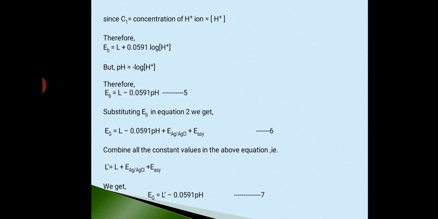Now I'll substitute this EG in equation 1. Therefore, equation 1 becomes E cell is equal to EG minus ESCE. So E cell is equal to L dash minus 0.0591 pH minus ESCE. But students, here ESCE, the electrode potential of calomel electrode, is once again constant. Why? Because it is a reference electrode, it will have its fixed electrode potential.